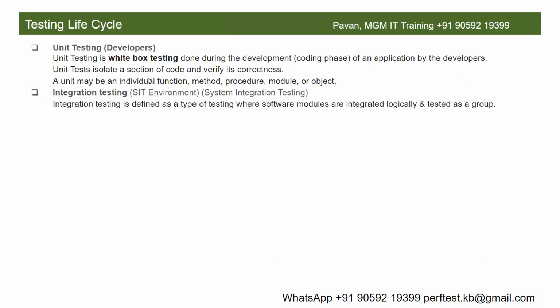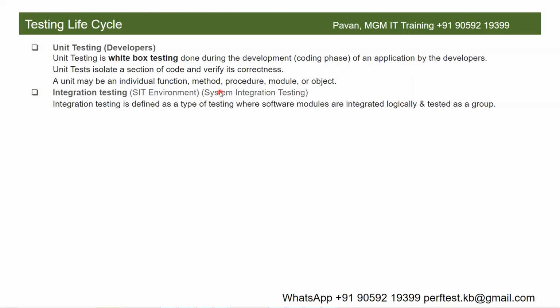So once these different modules or once these different pieces of code are combined together, right? We should test them again, right? We can test them as a group, right? And that is called as integration testing. So integration testing is defined as a type of testing where software modules are integrated logically and tested as a group. And that is done in an environment called SIT environment, where SIT stands for system integration testing.